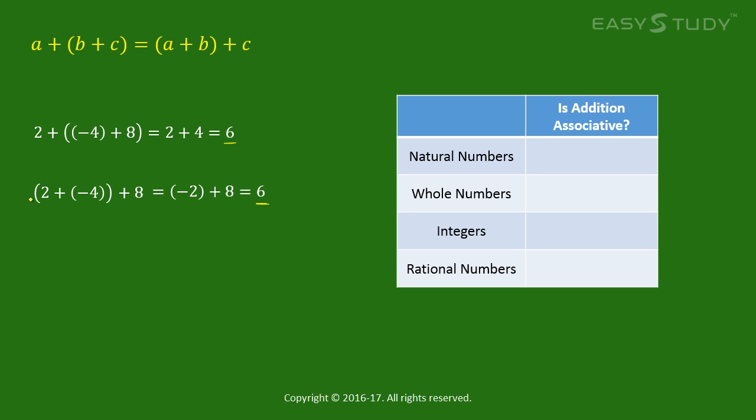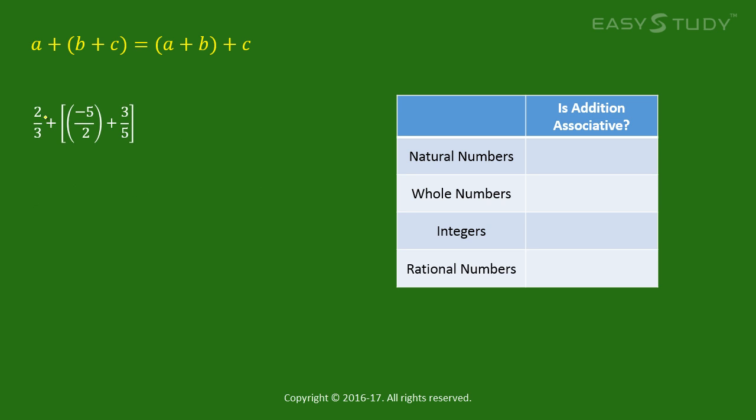Let's see one more example for rational numbers. Okay, 2/3 + (-5/2 + 3/5). Here we are grouping these last two numbers. Now let's change the grouping. (2/3 + -5/2) + 3/5. Let's verify whether these two will give us the same result.